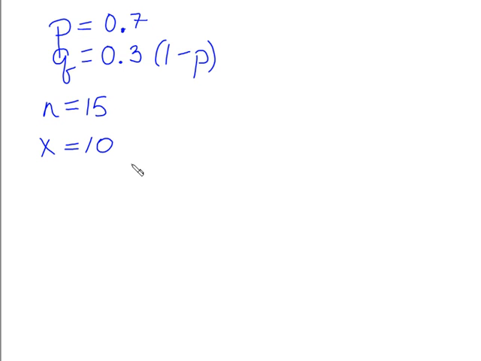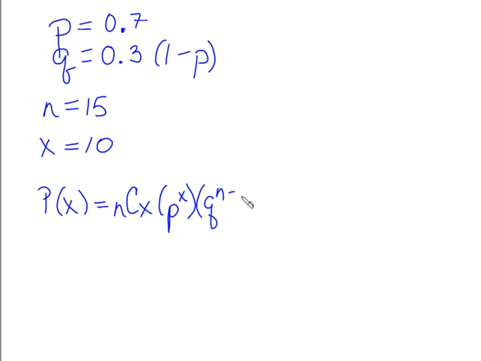Using the probability formula, which is P of X equals the combination NCX times P to the X times Q to the N minus X. We substitute in the values we now know. 15 will go in for N because it's out of a total of 15 houses.